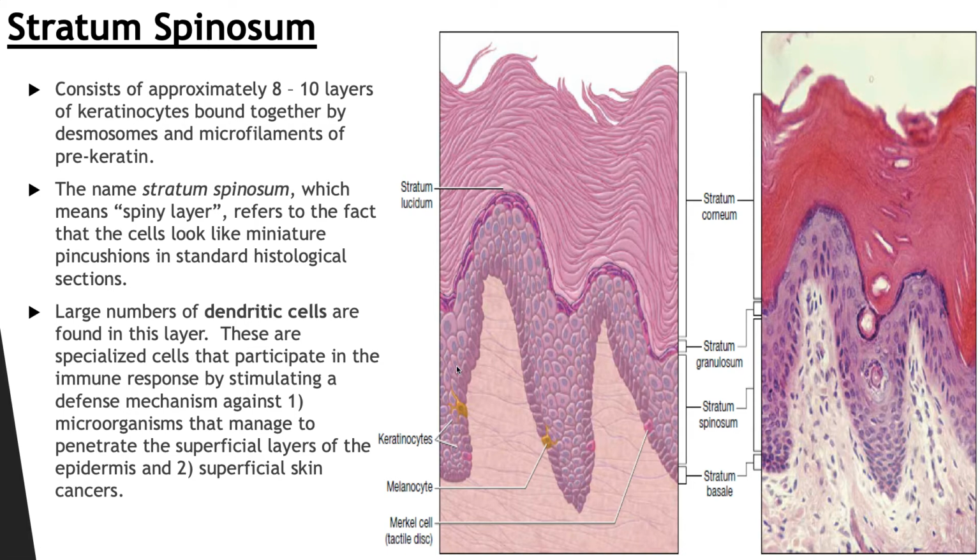This also has a large number of dendritic cells found in this layer, and we'll get more to what dendritic cells are when we get into nervous tissue and things like that. We'll go over that. Essentially, these are specialized cells that participate in part of the immune system by stimulating defense mechanisms against microorganisms that are able to penetrate the superficial layers and help with superficial skin cancers.